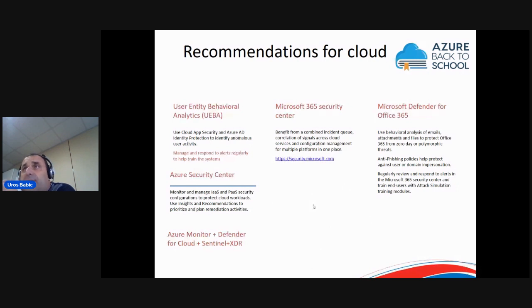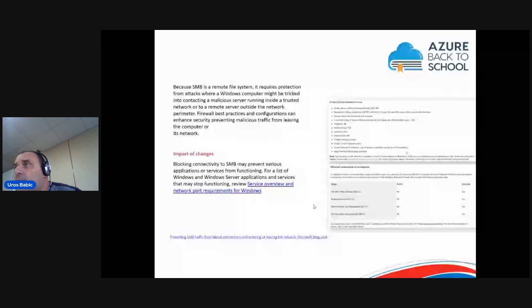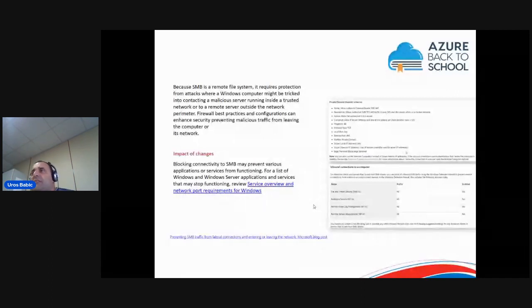platforms in one place. SMB is a very good example. That is a remote file system that requires protection from attackers when the Windows computer can be tricked into contacting a malicious server running inside the trusted network. And blocking connectivity for SMB, how to prevent SMB traffic from lateral connection and entering, leaving the network. It's a very crucial and very critical part.